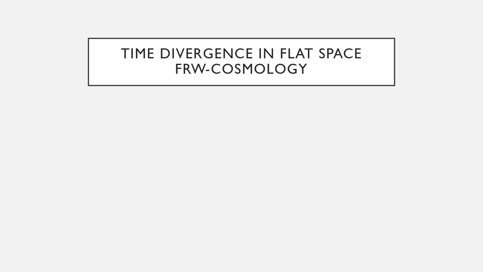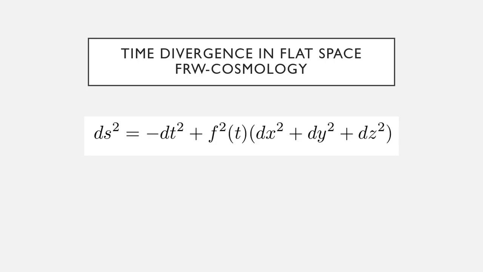So let's look at the divergence of the time vector field in the flat space Friedmann-Robertson-Walker cosmology. In this cosmology, the metric has the form ds squared equals minus dt squared plus f squared of t times the quantity dx squared plus dy squared plus dz squared. In this case, dx squared plus dy squared plus dz squared is exactly the metric in three-dimensional Euclidean space. And so that's thought of as being the metric on a flat space.